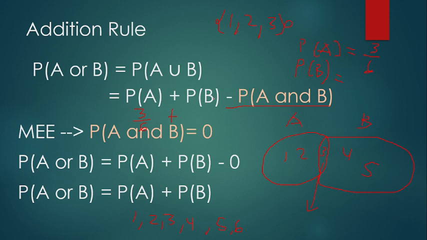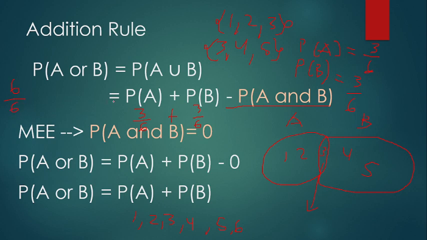What's the probability of B? You have 3, 4, 5, correct? When we have the probability of B, we know that there are 3 elements, so it is also 3 over 6. Let's write it down as 3 over 6. We know that 3 over 6 plus 3 over 6, what's the value? We know that it is 6 over 6.